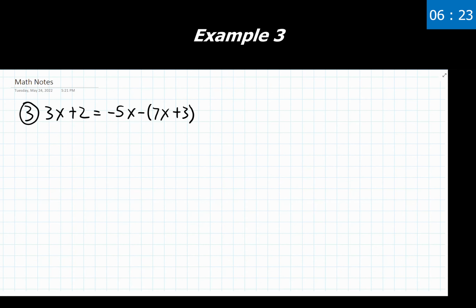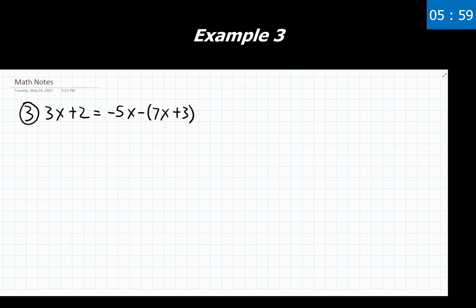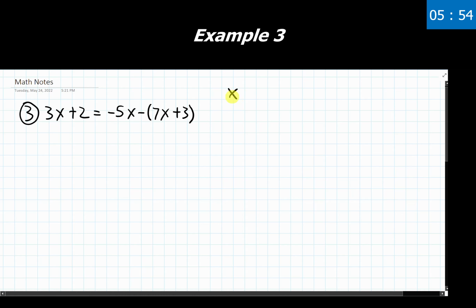Okay, example 3. Again, a little bit more advanced stuff showing up here, and this is why we want to see some examples with this. See the really weird things that they can throw at us in different textbooks and online resources. So looking at this, I have 3x plus 2 is equal to negative 5x minus the quantity 7x plus 3. And again, we're going to follow the exact same process that we did previously and let that guide us to the answer. So I'm going to be solving this equation for x.